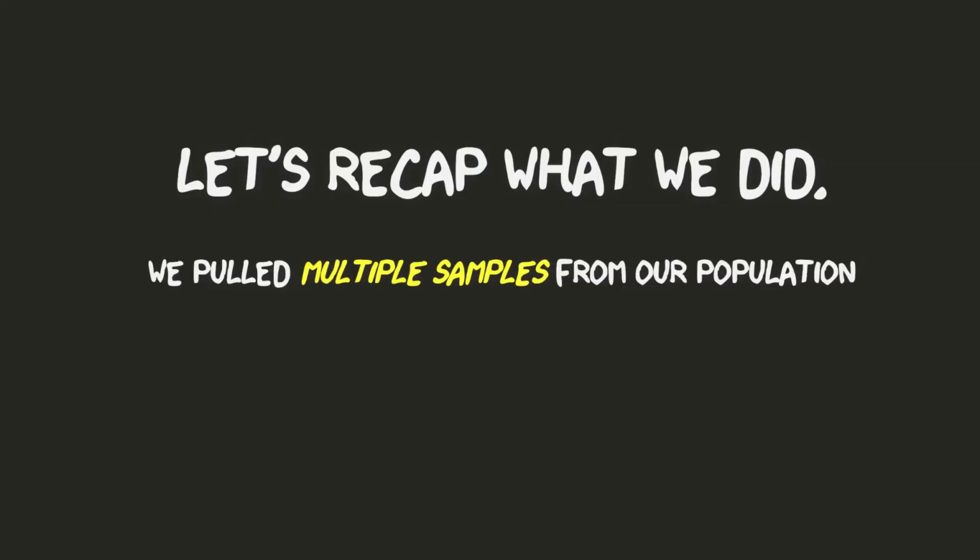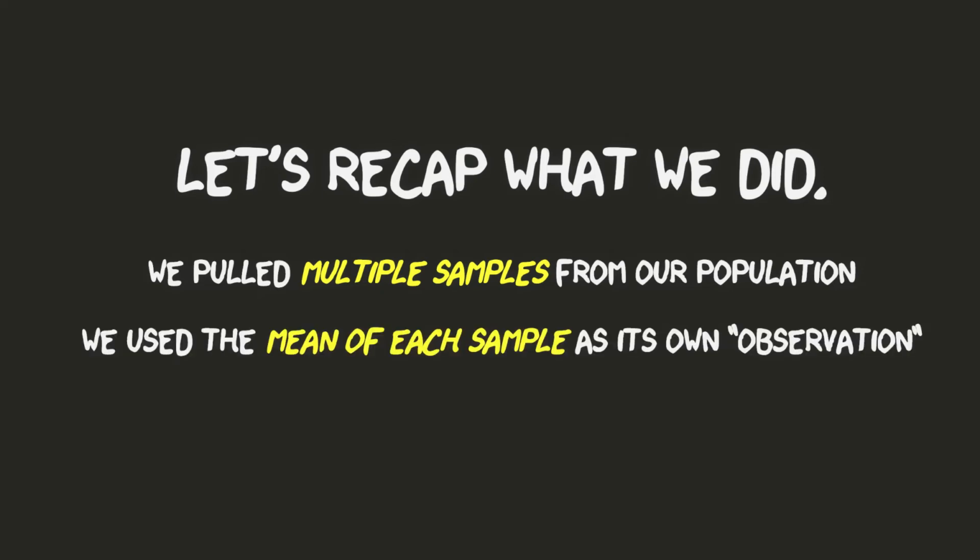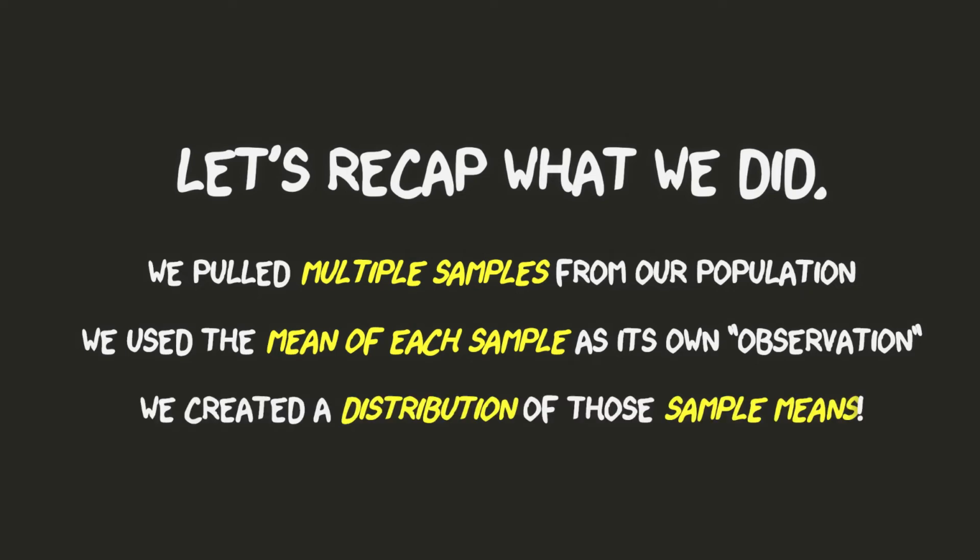So let's recap what we did there. We pulled multiple samples. We pulled 5,000 in our second from our population. We used the mean of each sample as its own observation, the sample mean, and then we created a distribution of those sample means, right?